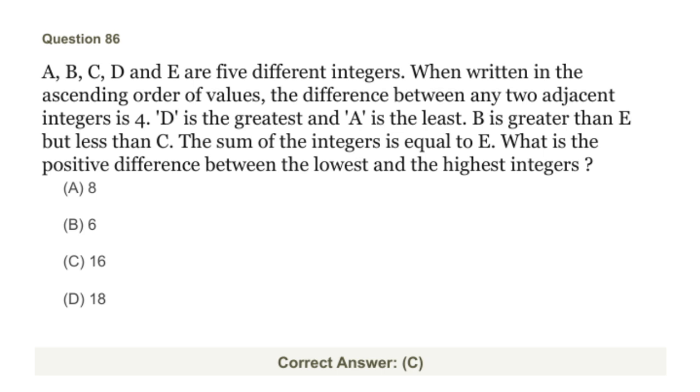Since each subsequent number increases by 4, we can write b as a plus 4, c as a plus 8, d as a plus 12, and e as a plus 16. Given that, we know the sum of all 5 integers equals e, so, summing a, b, c, d, and e, we get a plus a plus 4 plus a plus 8 plus a plus 12 plus a plus 16 equals e. Calculating this sum, we have 5a plus 4 plus 8 plus 12 plus 16, which simplifies to 5a plus 40.